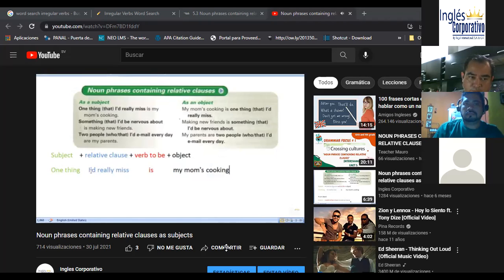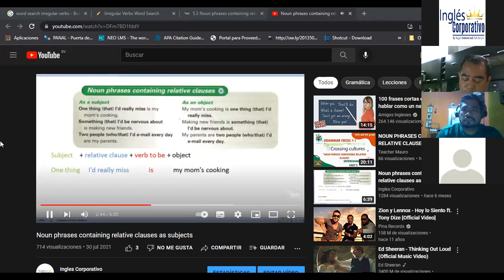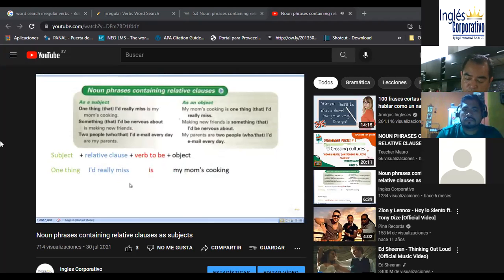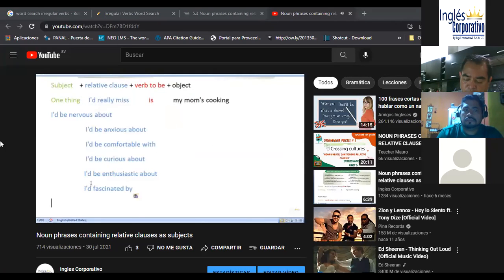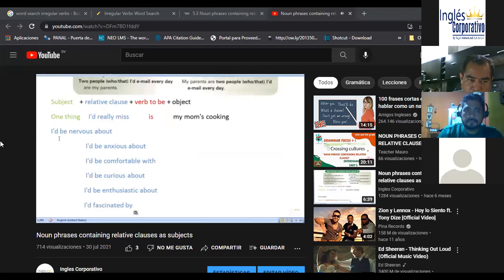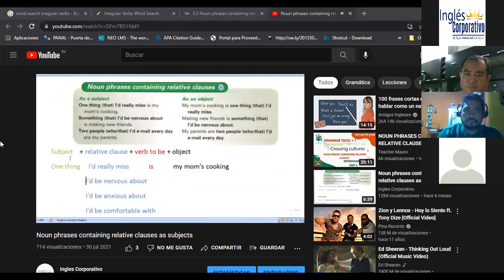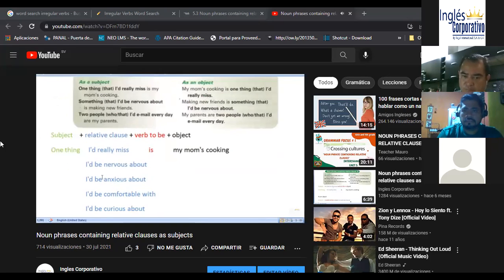What we're going to do right now is include a lot of relative clauses so that you can see that this topic can become a little bit confusing, but if we understand this structure, it shouldn't be difficult to complete. So let me include lots of relative clauses, all right? And we're going to try to make sense of it, but we're going to try to make different sentences with them. All right. So I mentioned one thing. You could express this idea by saying something, right? You could also say two people, or you can say two things, or you can say two things that I miss would be, and then you mention what those things are. But let's try to make sense of it here. So one thing I really miss is my mom's cooking.